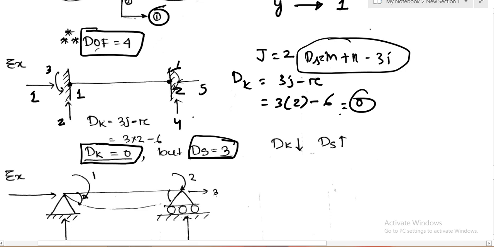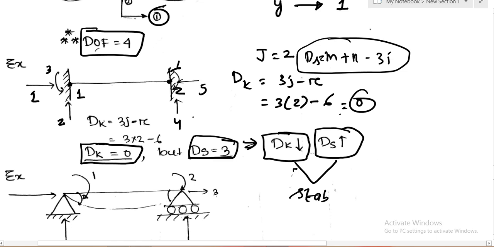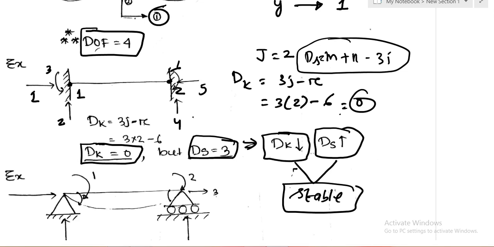Now one thing we can establish: if the kinematic indeterminacy of the structure decreases, the static indeterminacy of the structure increases, and the conclusion we can draw is that the structure is more stable. If the static indeterminacy of a structure is increasing, the stability of the structure increases.